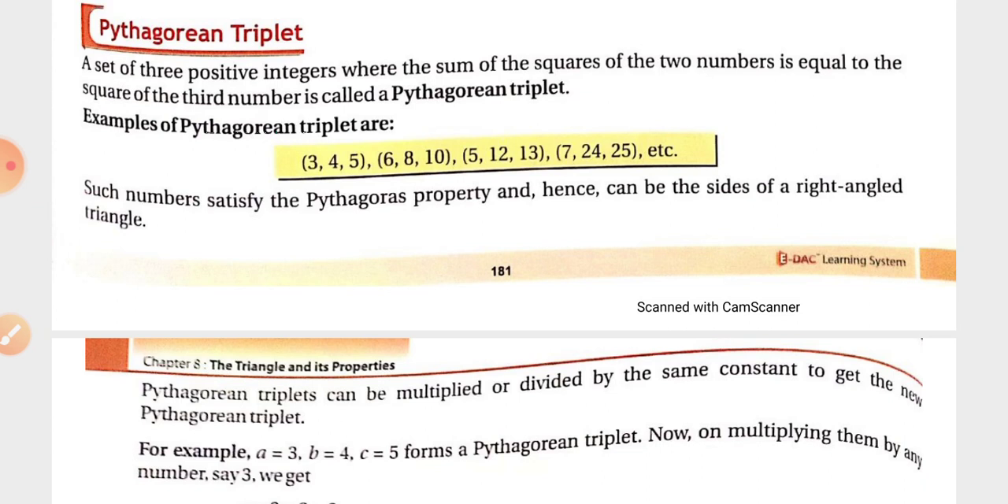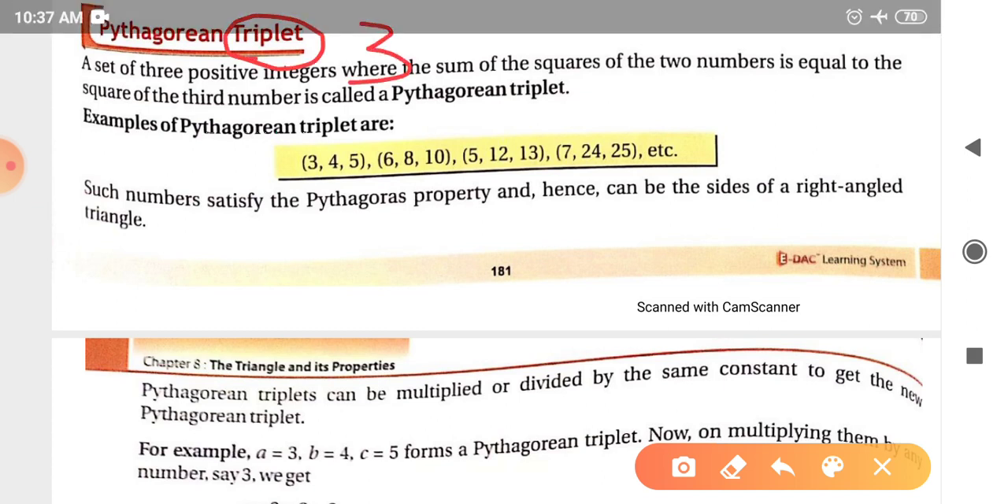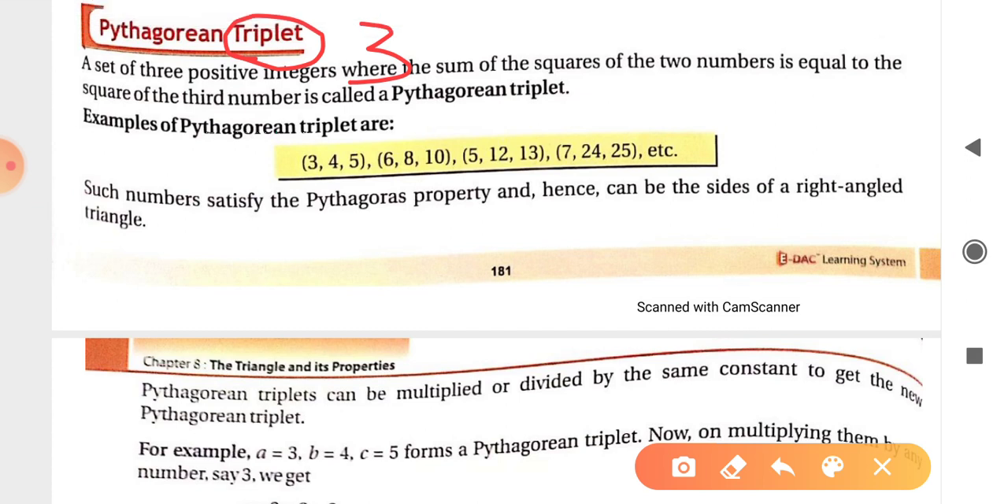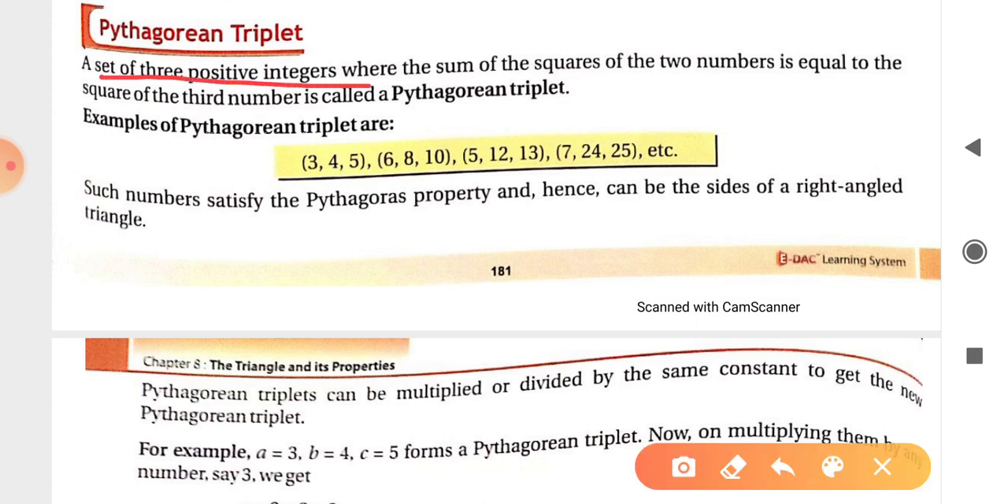As its name suggests, Pythagorean triplet means three numbers on which Pythagoras theorem is satisfied. These numbers are known as Pythagorean triplet. So a Pythagorean triplet means a set of three positive integers where the sum of the squares of two numbers is equal to the square of the third number. The set of these three positive integers is known as Pythagorean triplet.